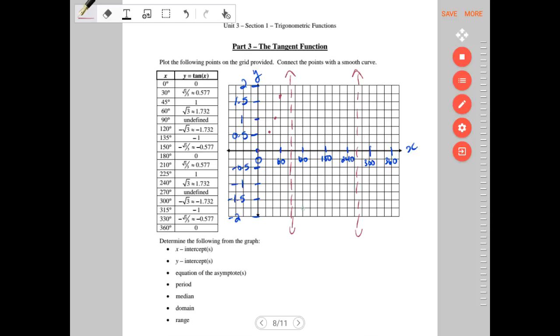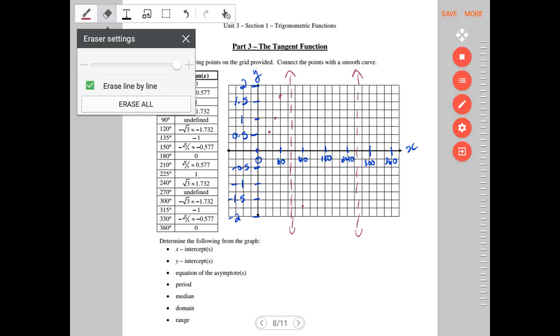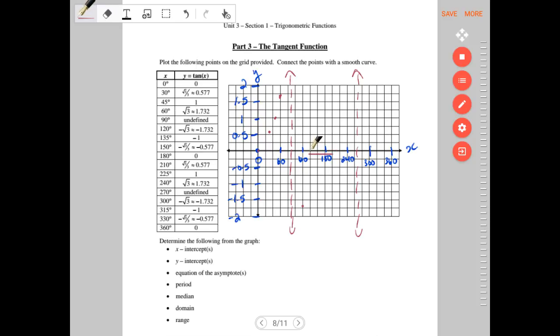So that would be right about here. Okay, 135 would be at negative 1, right there. Okay, maybe a little more this way. Okay. Good. Okay. 150, we're at negative 0.577. So that's just a little more than that. At 180, we're back at the x-axis.